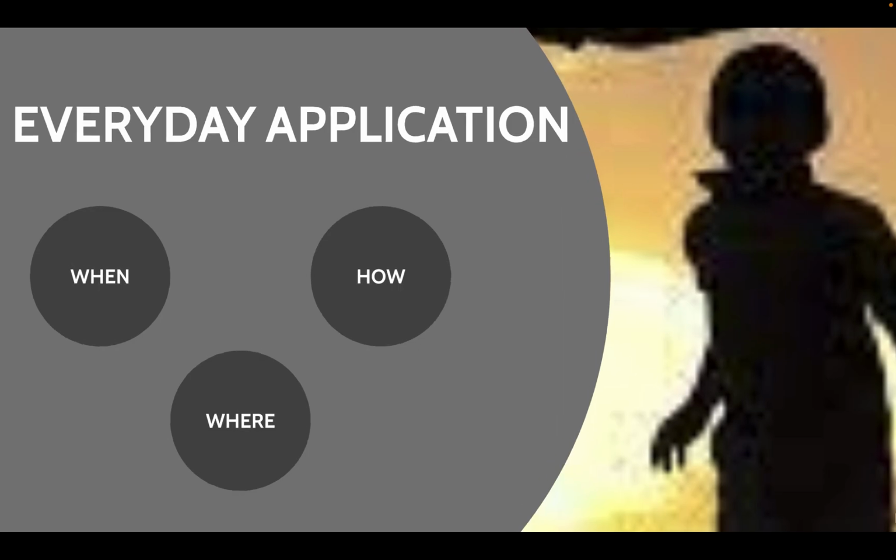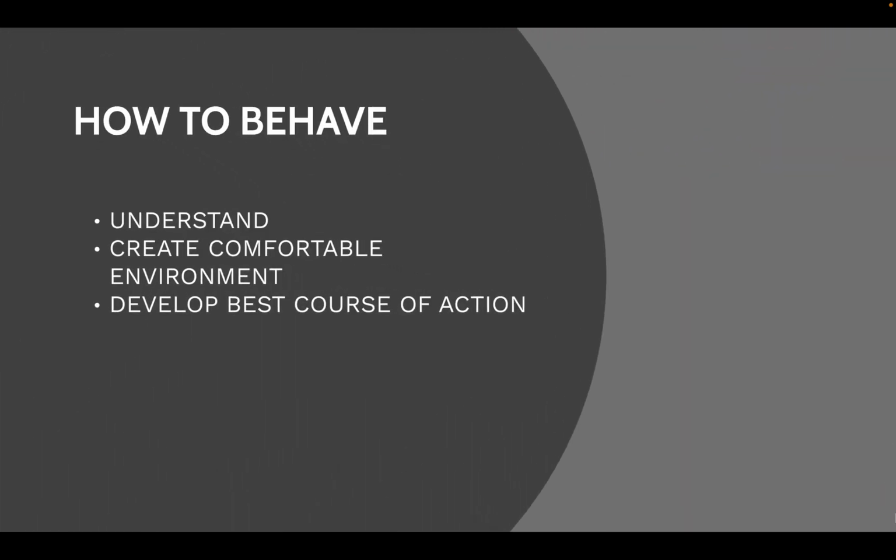Now, how to deal and how to behave with different people and students. First of all, understand the other person. Try to understand what's going on with his life. And in order to do that, you need to create a comfortable environment so that the other person is going to be feeling comfortable to tell you what's happening with his life. And then once you are both aware of what's happening, once you're both on the same page, develop together the best course of action for the day.